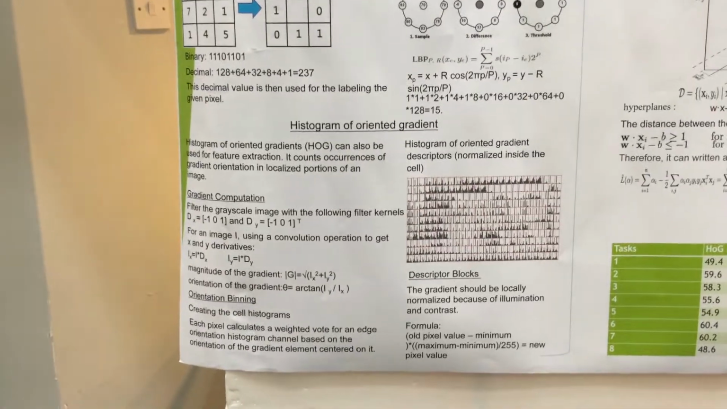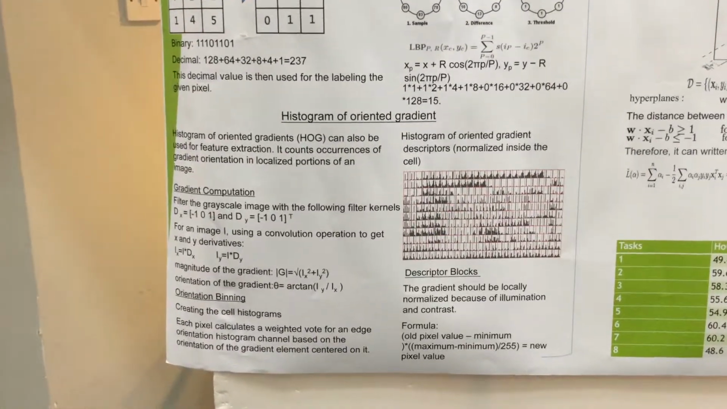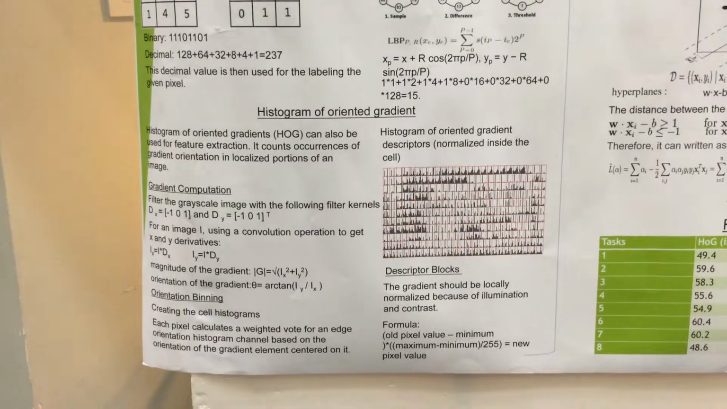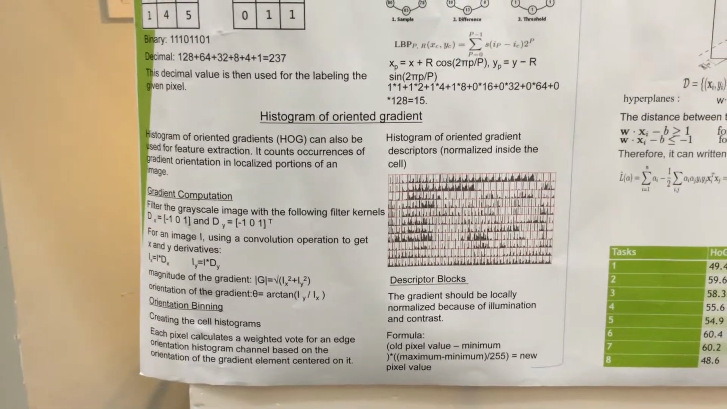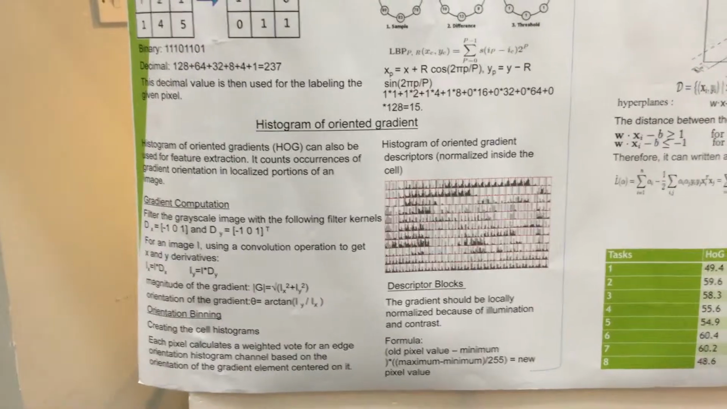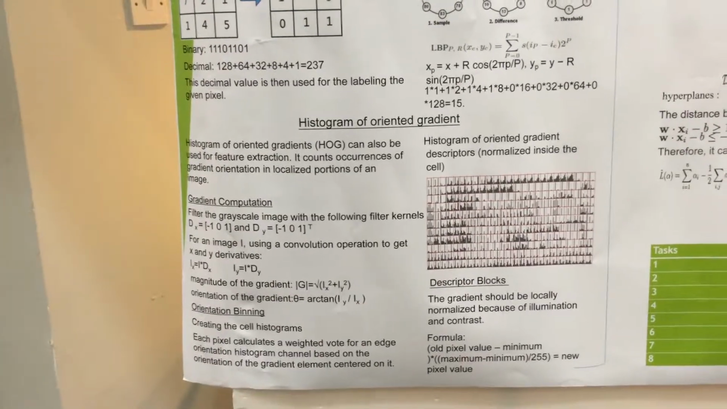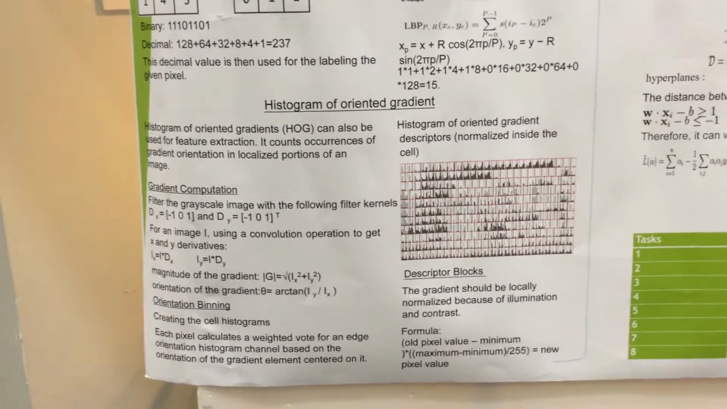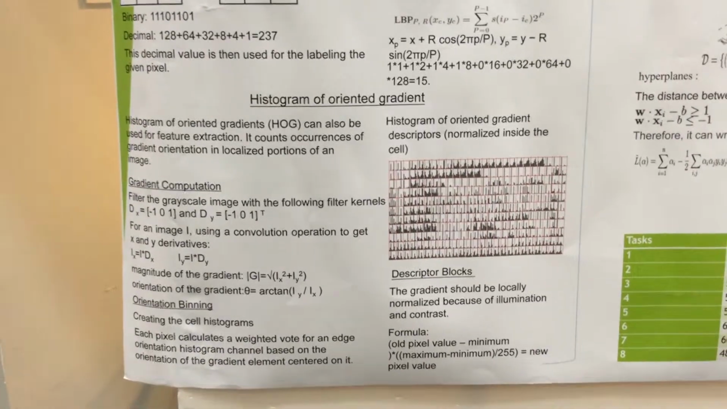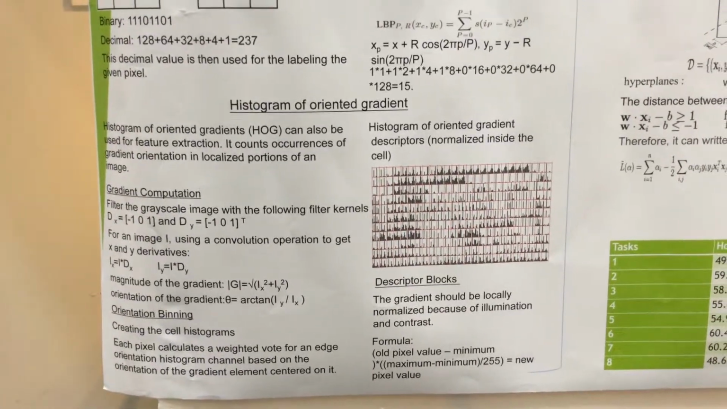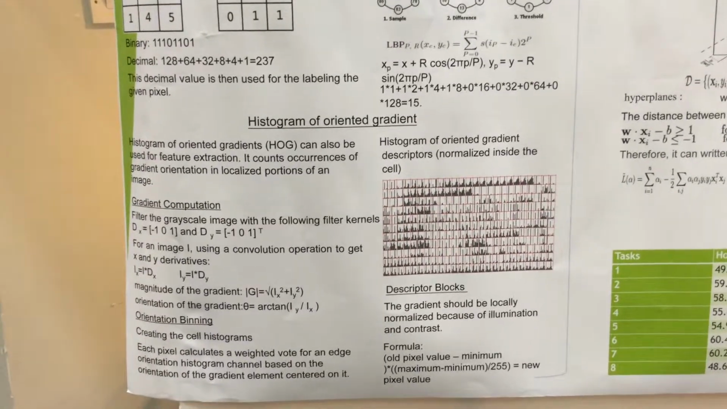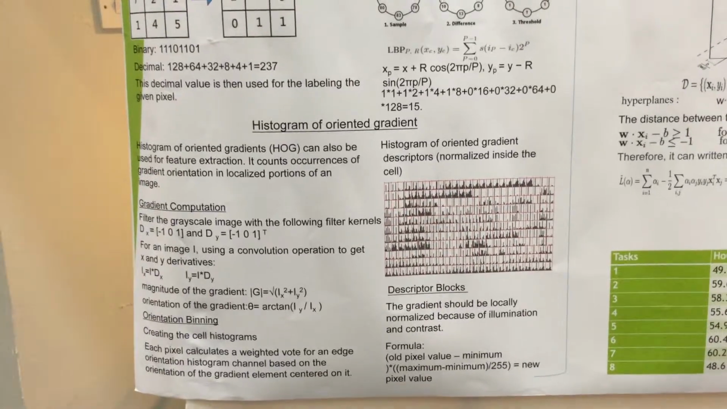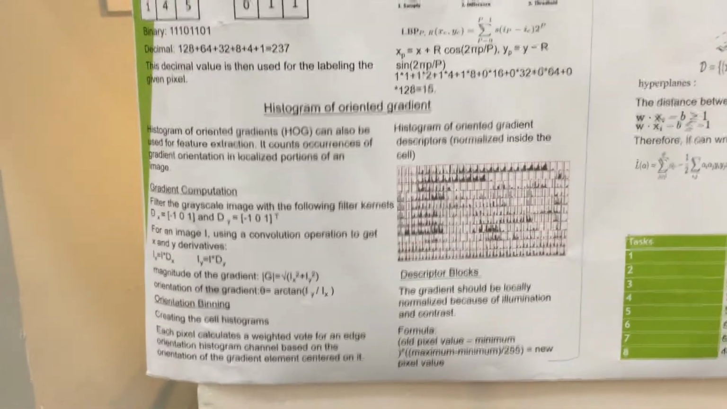It counts the occurrences of gradient orientation in localized portions of an image. The first step is to find the gradient value. The simpler way is to consider 1D centered point discrete derivative masks in the horizontal and vertical directions. Then we use these 2 masks to find Ix and Iy, and use Ix and Iy to find the magnitude of the gradient.